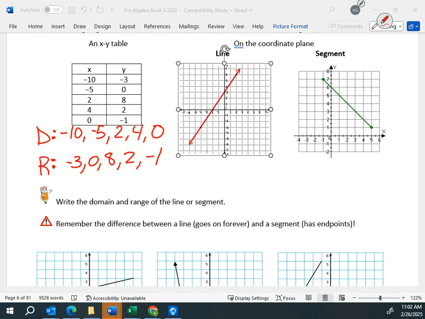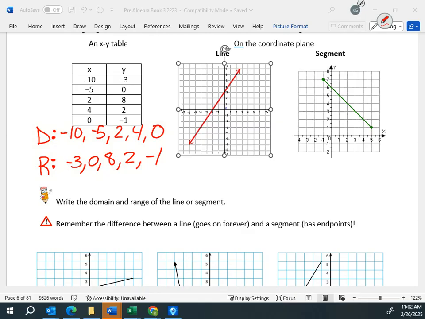Harper? A segment. A segment has a beginning and an end point. So it does not continue on. So it is only these parts in between those points that are in that relation. So a line goes on and on and on. We're going to write out those domains and ranges one way. The segment is specific. We write it a different way. So you have to pay attention if it's a line or a segment. So let's look at our line.